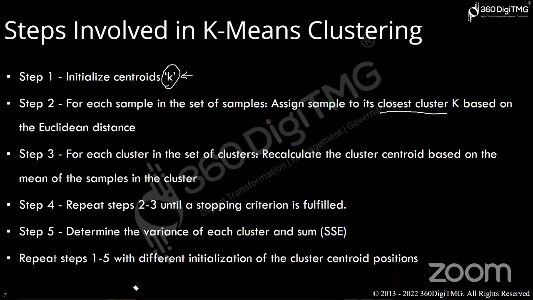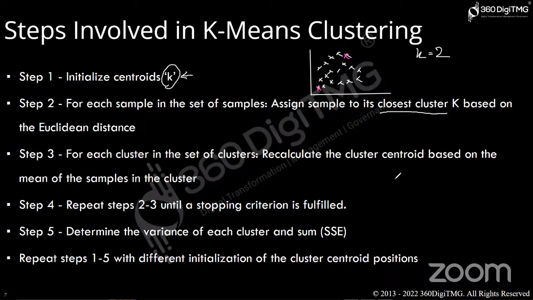Now these 5 steps will be repeated with different initialization. Different initialization means previously we initialized these 2 red values. Instead of this, what we will do? We'll not initialize these, we'll initialize somewhere else. Suppose I initialize here and here. Then again we'll cluster. So with different initialization, we will again do the clustering and try to find the best result.